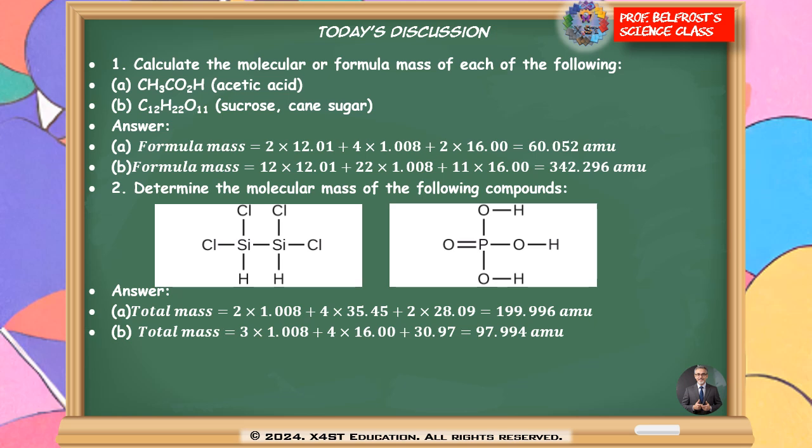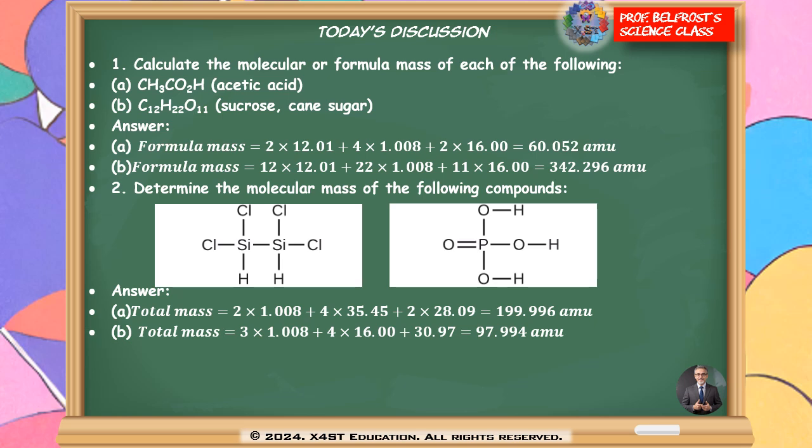After you find that, you just need to multiply it by how many of that element there are. For example, for the first one, there are two carbon atoms, four hydrogen atoms, and two oxygen atoms. So this is 2 times the molar mass of carbon plus 4 times the molar mass of hydrogen plus 2 times the molar mass of an oxygen atom. And we get the formula mass of each compound. It's very easy.